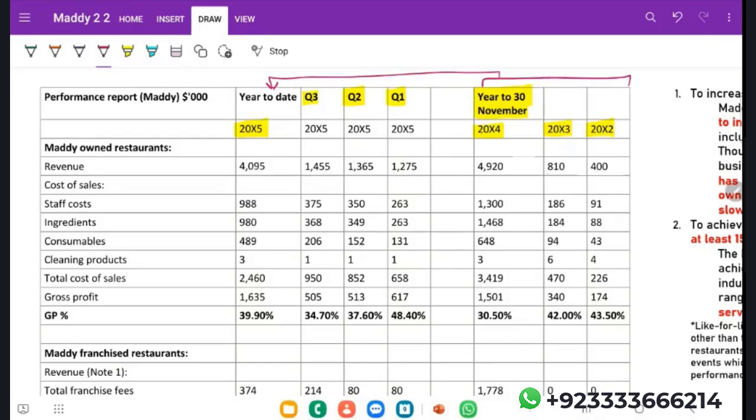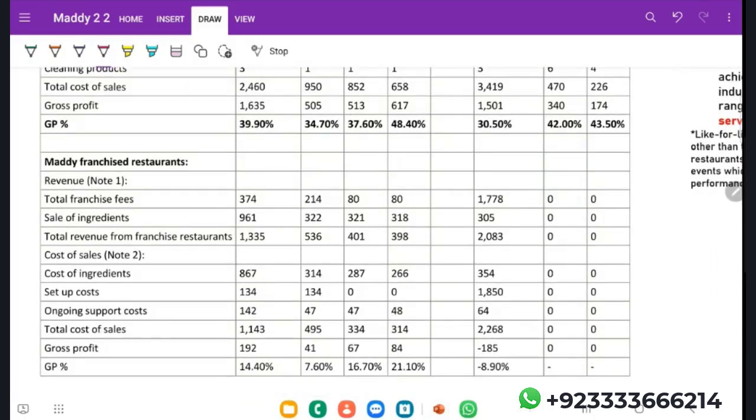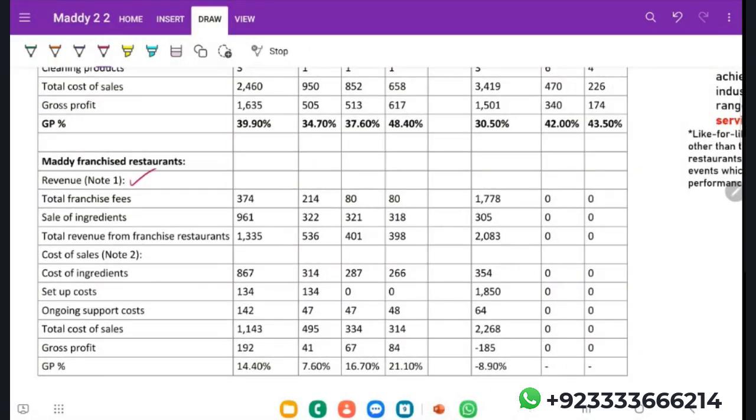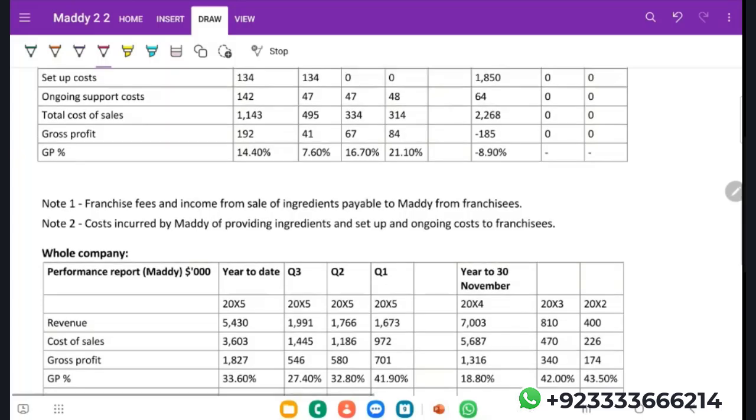So that's important. Okay, so what is given in this report is revenue, cost of sales, staff cost, ingredients cost, consumable, cleaning cost, cleaning product cost, total cost of sales, gross profit, and gross profit percentage. The gross profit percentage is given here, and after that, the franchise restaurants. What revenue are they generating from franchise restaurants? You have to see note number 1: franchise fee and income from sale of ingredients payable to Medi from franchisees. This is something which is given here.